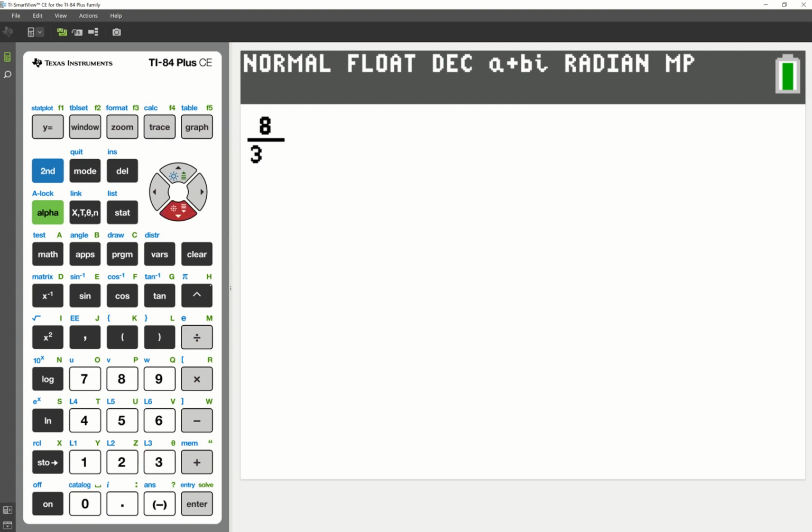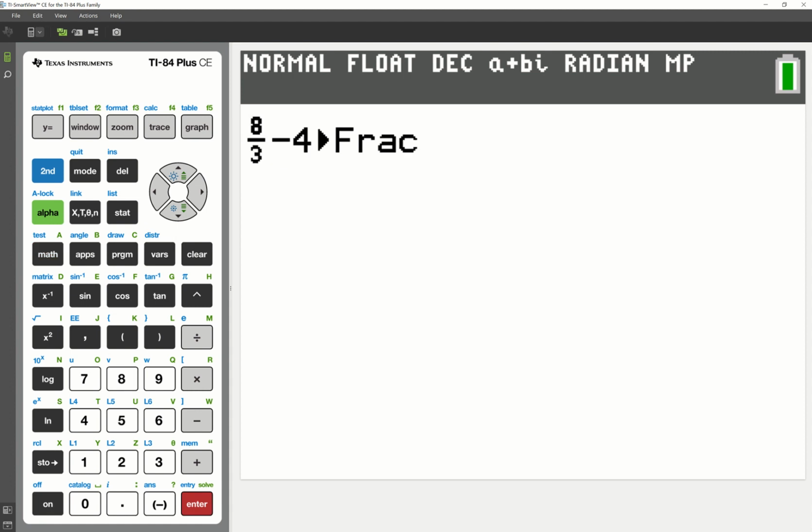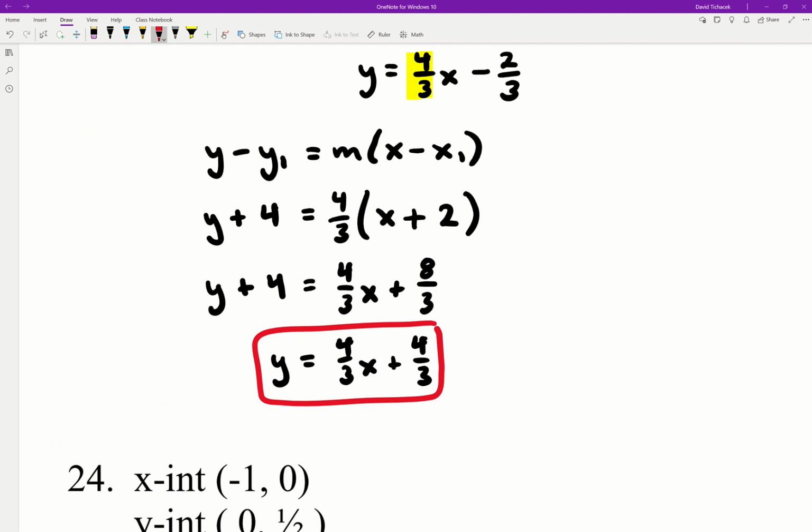And then we had to simply subtract 4 from both sides. So I'm just going to subtract 4. And in order to preserve this as a fraction, I would simply do the math button, which is right below alpha, and then select that first option, arrow frac, and then press enter, and it'll tell me the result there. Okay, so we're going to have -4/3, which actually is a mistake that I need to go ahead and correct here.